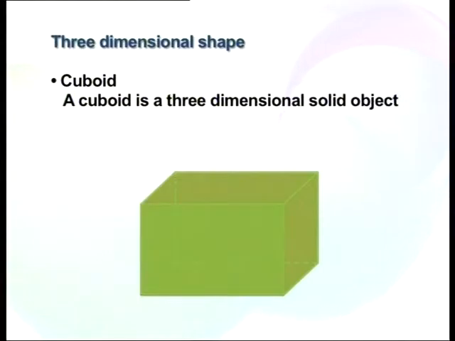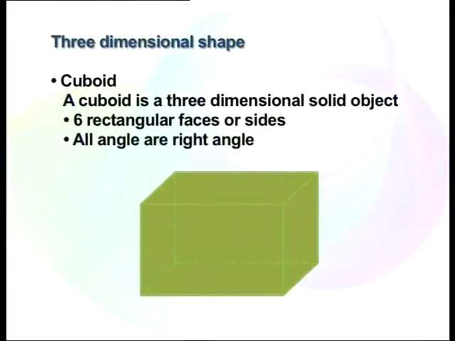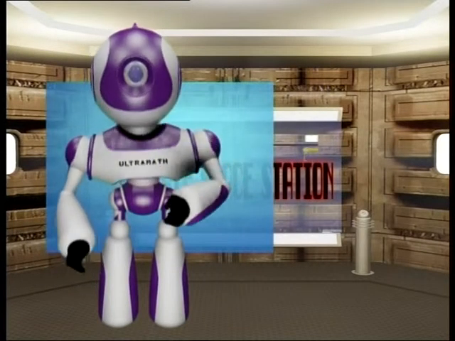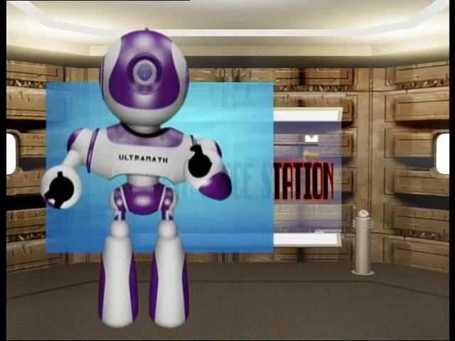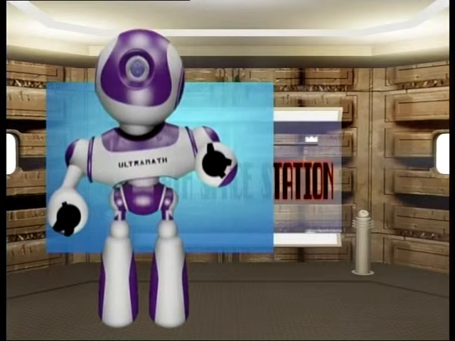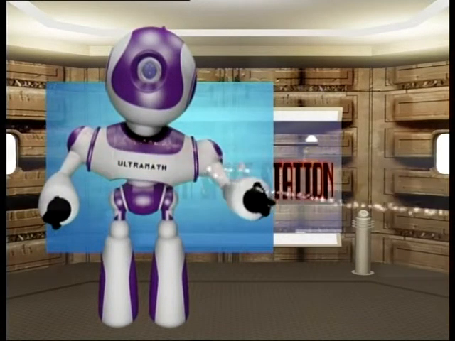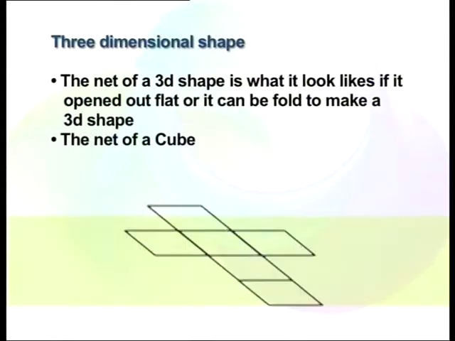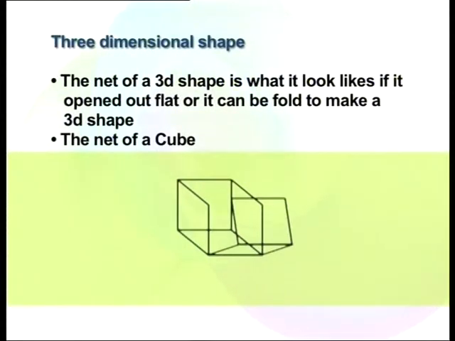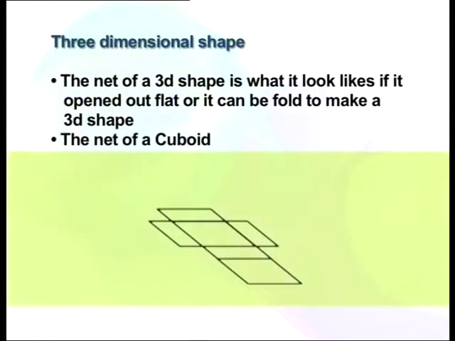A cuboid is a three-dimensional solid object that has 6 rectangular faces or sides. For a cuboid, all angles are right angles and opposite faces are equal. The net of a three-dimensional shape is what it looks like if it is opened out flat, or it can be folded to make a three-dimensional shape. Here is the net of a cube. Here is the net of a cuboid.